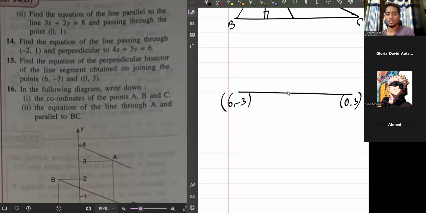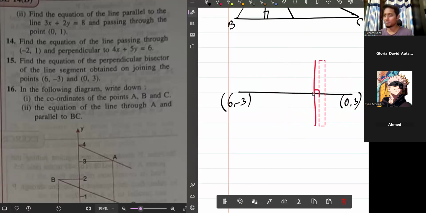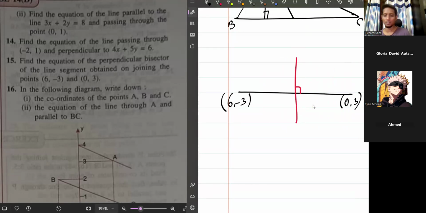What's the meaning of perpendicular bisector? The perpendicular line is bisecting these 2 points. Bisecting means right in the middle, cutting this line into 2 equal halves. Which line is bisecting which line? Is the black line bisecting the red line or is the red line bisecting the black line? The red line is bisecting the black line. That has to be very clear.